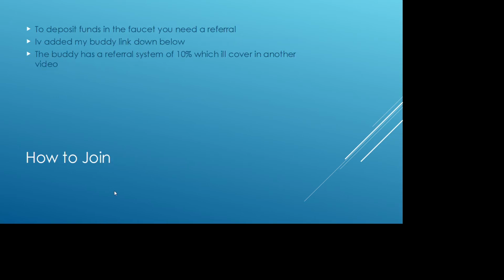So how you join is you need to deposit funds into your Faucet. You need a referral. So it works on a buddy system. So I've added my link down below. The buddy has a referral of 10%, which I'll cover in another video. So drip has made it pretty interesting. The way the reward structure works is that if you sign up a buddy under you, you'll get 10%, but then if they make another purchase of drip, or they rehydrate, that money will go up the chain 15 times.